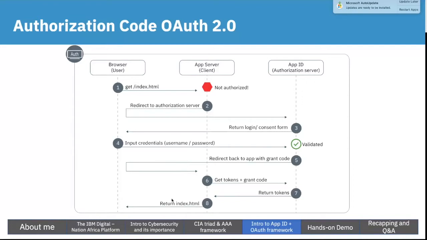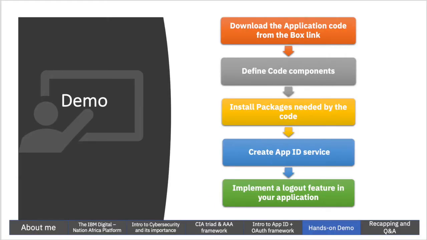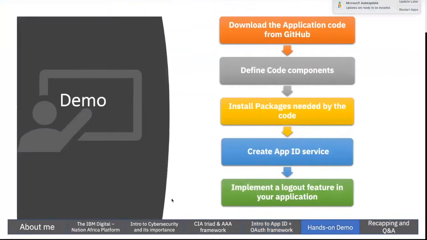Okay. And that brings me to my demo. So these are the steps that we are going to do today in our demo. We will first download the application code to our environment. We will define the code components. I'm going to break down the code components. It will install the packages needed by the code. Okay. And we will create an App ID service on IBM Cloud, and we will implement a logout feature in your application.